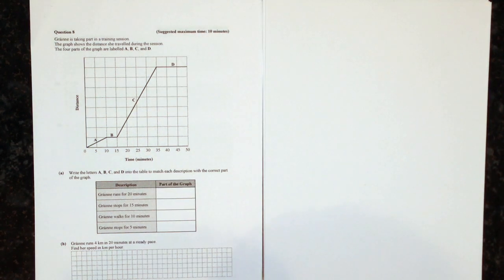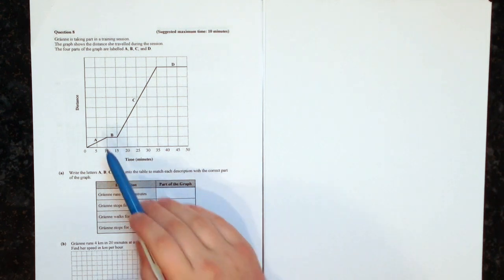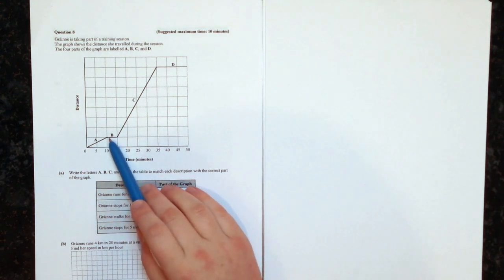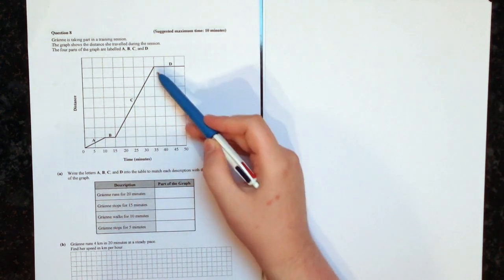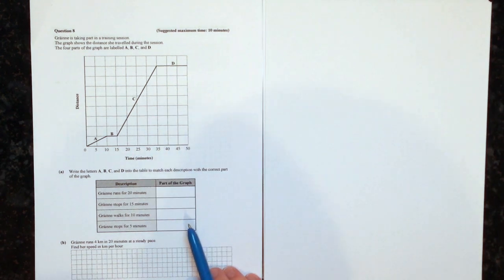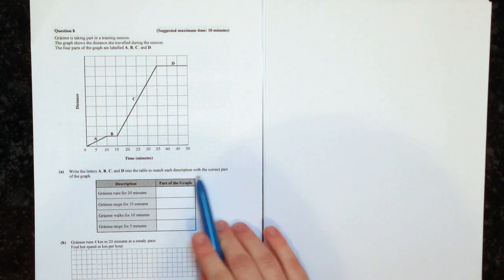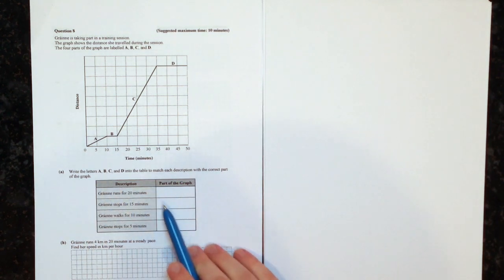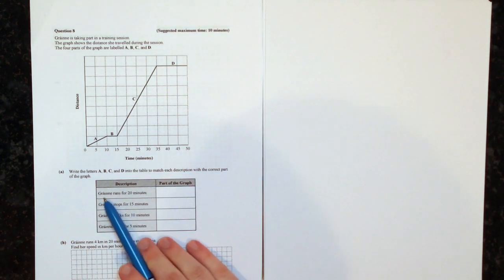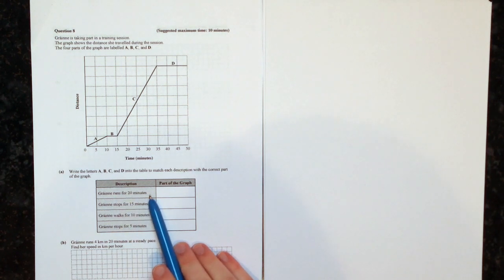Question 8. Grania is taking part in a training session. The graph shows the distance she traveled during the session. 4 parts of the graph are labeled A, B, C, and D. So we've got part A here, we've got part B, we've got part C, and we've got part D. Write the letters A, B, C, and D into the table to match each description with the correct part of the graph. So the first description says that Grania runs for 20 minutes.